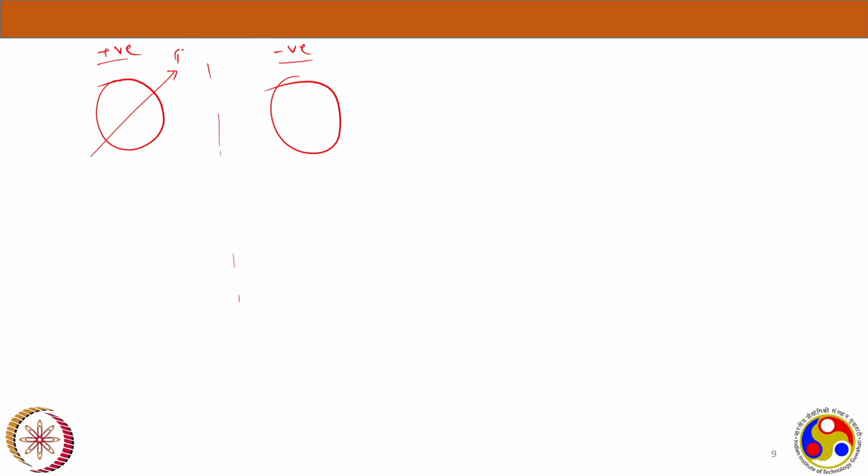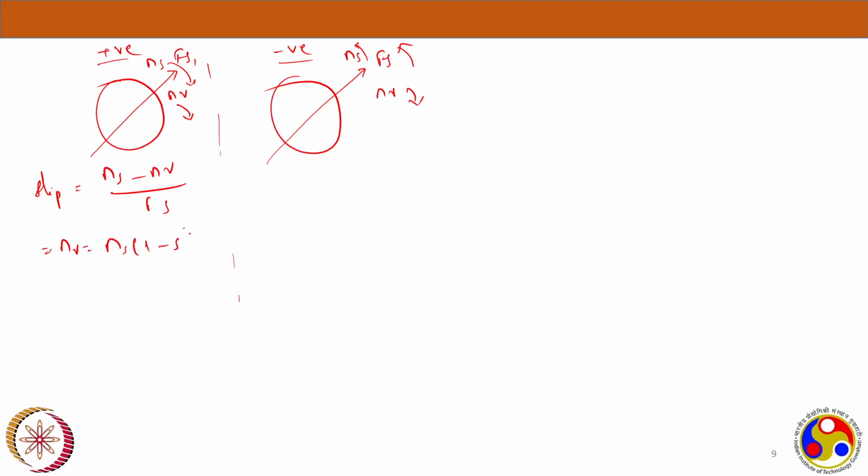I have a field like this here, fs1 in this direction, ns in this direction, and nr also in this direction. But in the negative sequence, fs is in this direction, ns is in this direction, nr is in this direction, right? Now let's see the slip in both cases. Slip we know is ns minus nr by ns. Now your nr is equal to ns into 1 minus s.